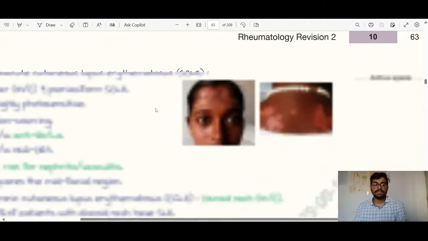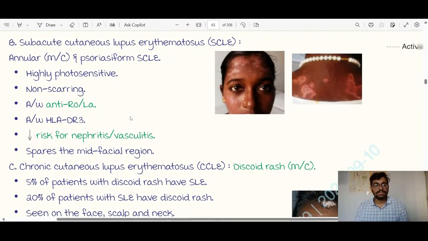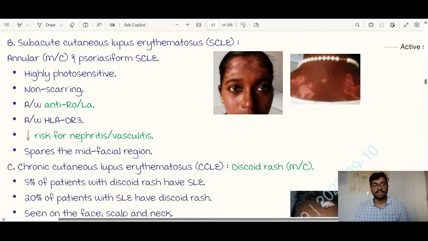Now we move further. So you can see here subacute cutaneous lupus erythematosus (SCLE), annular most common, or psoriasiform (SCLE). You can see this, highly photosensitive, non-scarring, also with anti-Ro, anti-La, also with HLA-DR3, decreased risk of nephritis and vasculitis, sparing the mid-facial region. So these all are subacute cutaneous lupus erythematosus (SCLE).